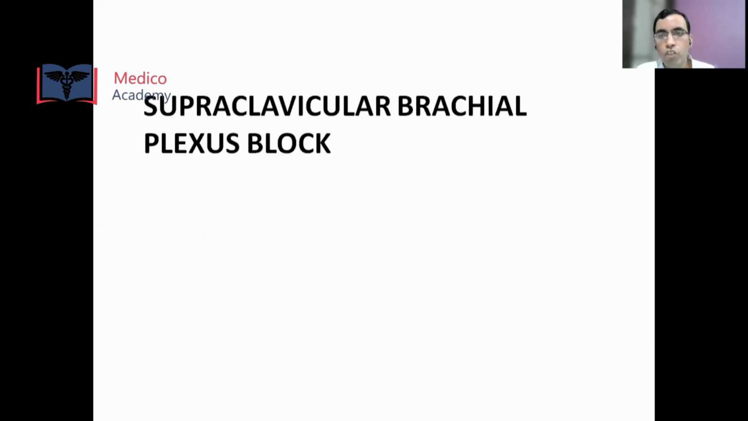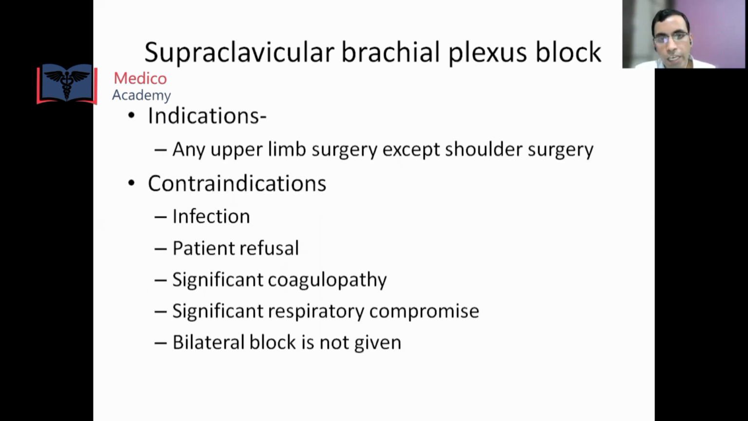Now we will discuss supraclavicular brachial plexus block. Indications of supraclavicular brachial plexus block include any upper limb surgery except for the shoulder surgery. The contraindications for this block include infection, refusal by the patient, significant coagulopathy, significant respiratory compromise, and we should never give bilateral supraclavicular block.